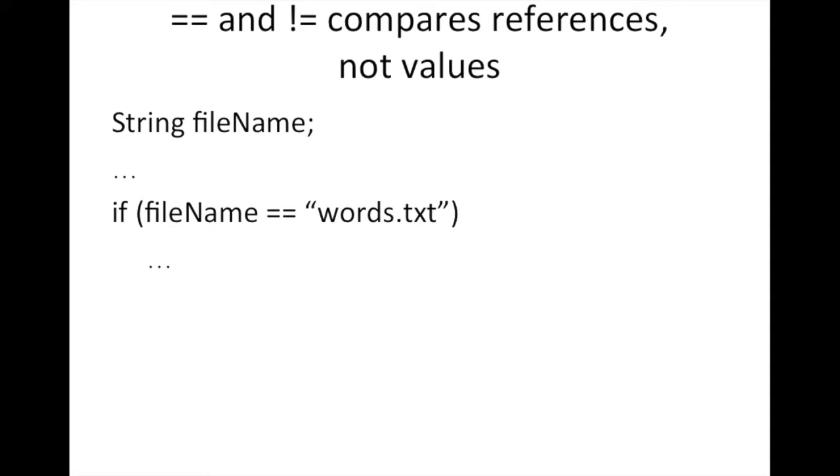For example, the equal operator in the string fileName, if fileName equals words.txt, compares the addresses of the string object fileName and the string object that represents the literal string words.txt. Their addresses are more likely different, even though their current values may be the same.